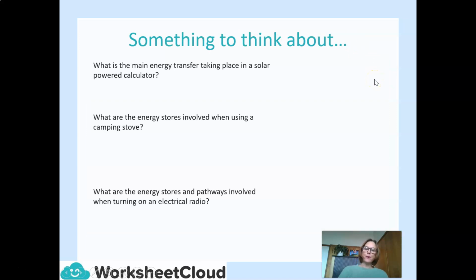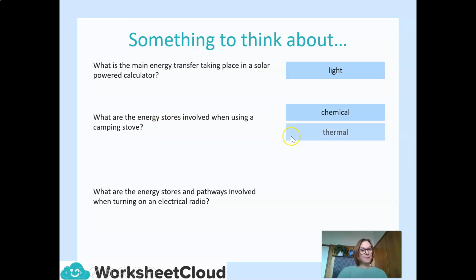So let's look at some questions now. What is the main energy transfer taking place in a solar-powered calculator? Solar-powered, the main energy transfer that would take place there would be light. Well done. What are the energy stores involved when using a camping stove? So those little gas stoves for camping. What would be the energy stores there? Yes, chemical as well as thermal.